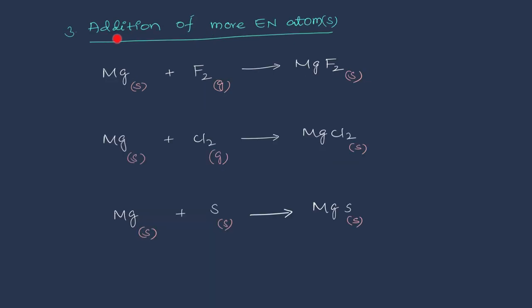Next, third one, addition of more electronegative atoms. Keep in mind, here some examples are mentioned with the same element. What are the more electronegative atoms? I will write here: fluorine, chlorine, sulfur, oxygen. But oxygen we already studied separately as addition of oxygen. So magnesium reacts with fluorine to form magnesium fluoride, with chlorine to form magnesium chloride, and with sulfur to form magnesium sulfide. These are all more electronegative elements added. Therefore, all these reactions are oxidation reactions.